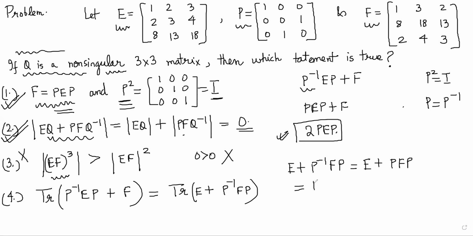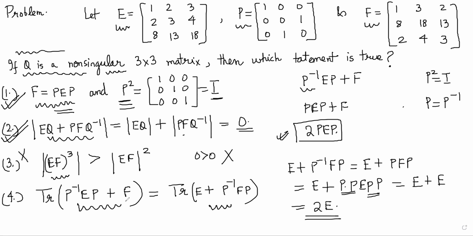So I can write that as E plus P, F was PEP. So I'll write it like this. So this is P square, which is I, and this is P square, which is I. So this becomes E plus I into E into I, which is E only. So this is 2E, right? So on this side we are getting 2E, and on this side we are getting 2 times PEP, right?